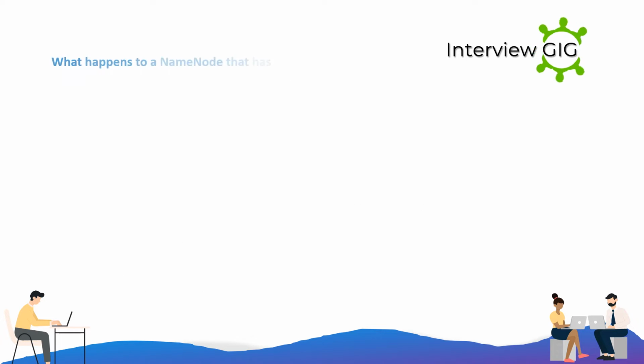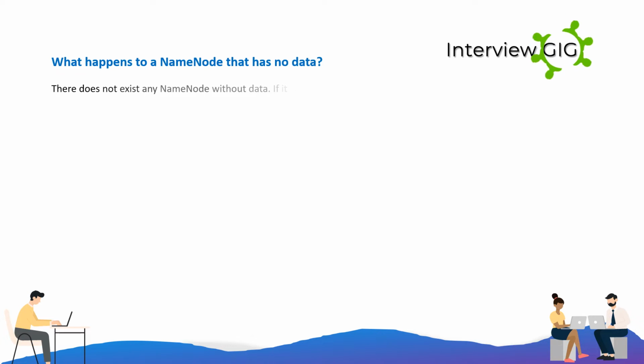What happens to a name node that has no data? There does not exist any name node without data. If it is a name node, then it should have some sort of data in it.